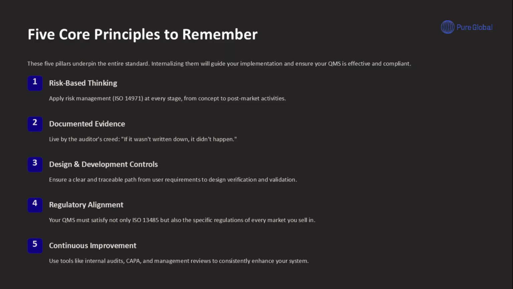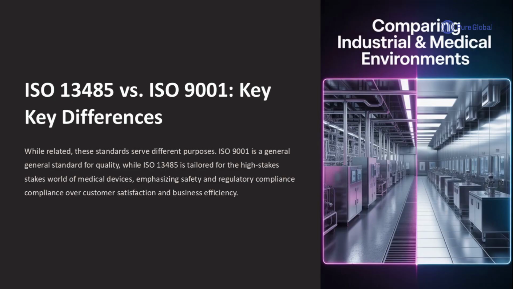Remember these 5 core principles: risk-based thinking, documented evidence, design and development controls, regulatory alignment, and continuous improvement. These pillars ensure your quality management system is effective and compliant. While ISO 9001 is a general standard for quality, ISO 13485 is tailored for the medical device industry, emphasizing safety and regulatory compliance. Understanding these differences is crucial for organizations operating in high-stakes medical environments.